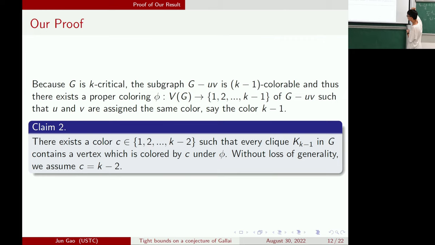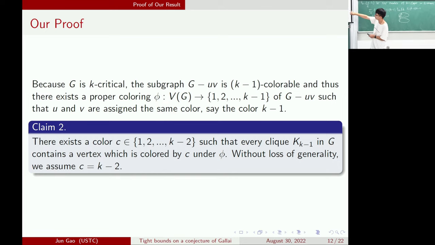And claim 2 means there must exist another color that occurs in every clique. Yeah, this is claim two. And we will see this color is K minus 2. This is because the cliques in G can be divided into two cases: one contains UV, the other does not. If the clique does not contain UV, it will also be a clique in G minus UV, so it will contain every color exactly once. And if this clique contains UV, then it will miss exactly one color.